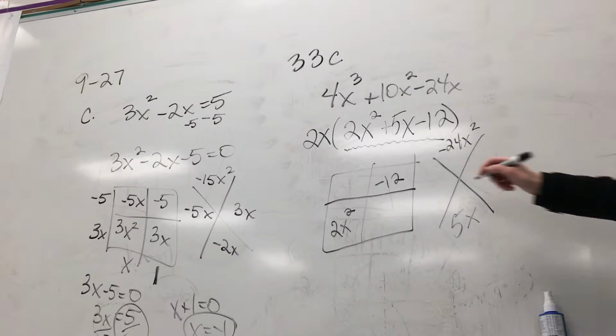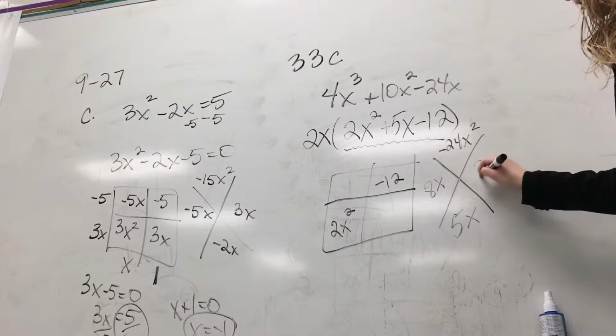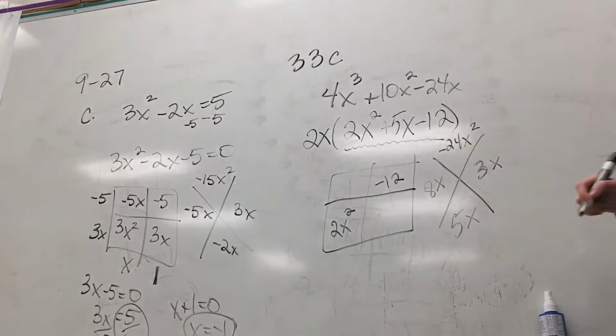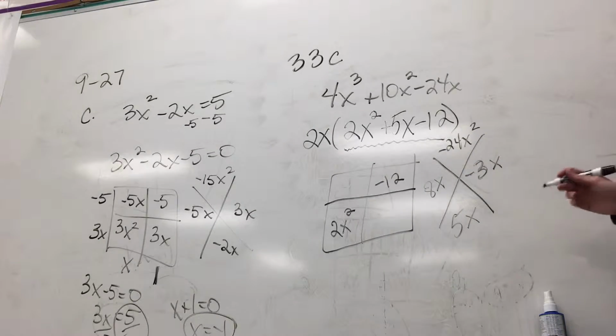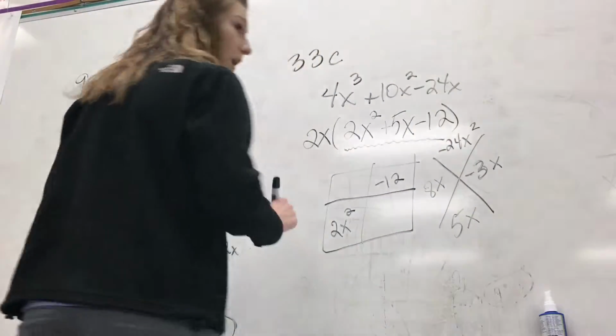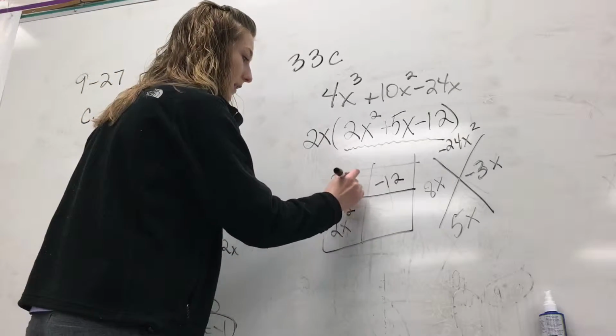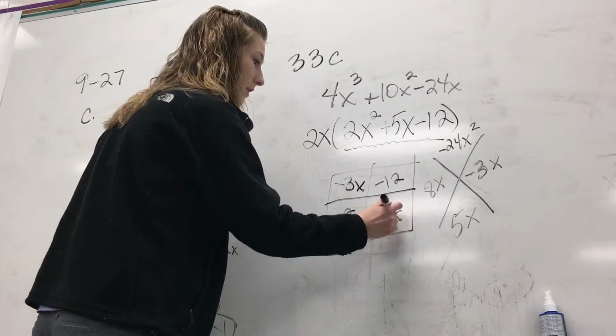Things that multiply to 24 could be an 8 and a 3. And I want to get positive 5, so I'm going to make this a negative 3. Okay? Negative 3x. Put those back in the box, wherever you want. I'm going to put negative 3x up here and an 8x down here.